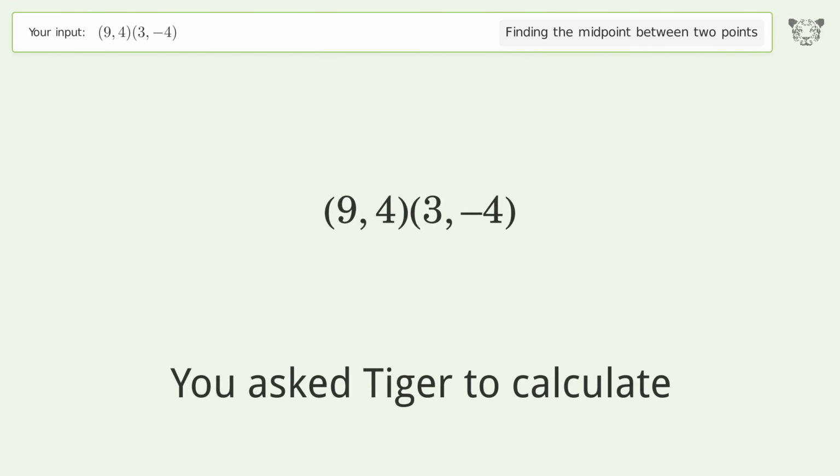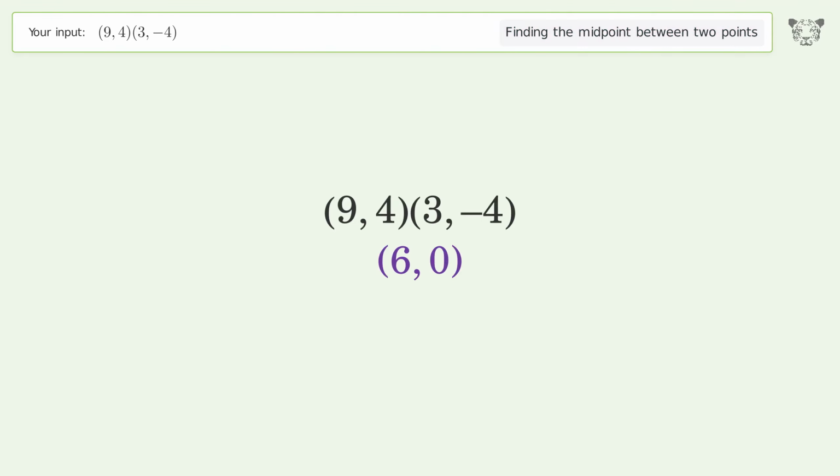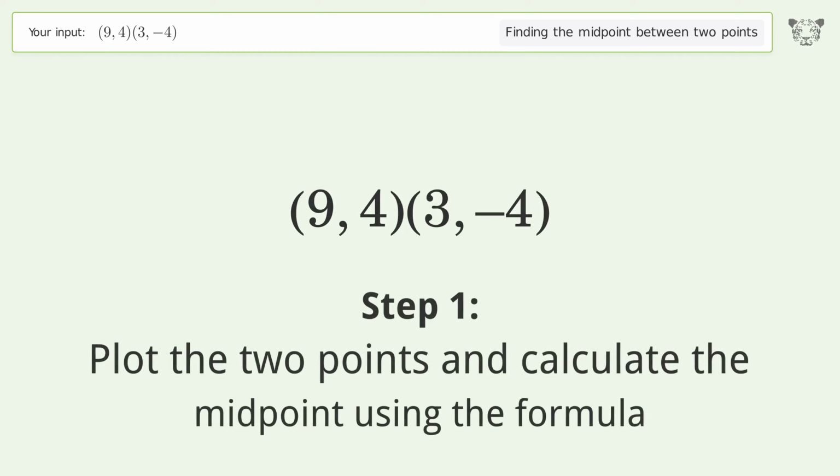You ask to calculate. This deals with finding the midpoint between 2 points. The midpoint between the 2 points is 6, 0. Let's solve it step by step. Plot the 2 points and calculate the midpoint using the formula.